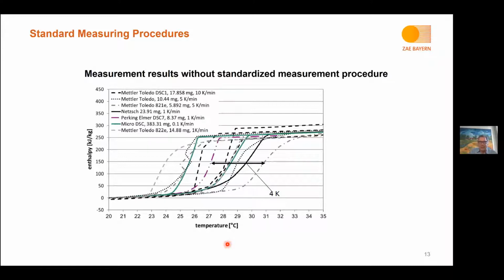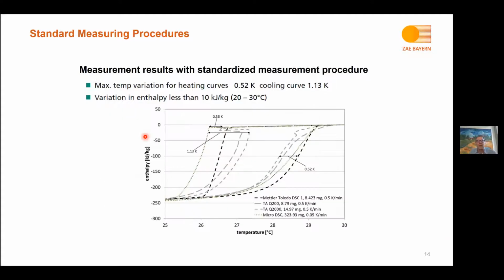And what we did after that, we had several workshops with actual measuring equipment, you can see here. So we really had workshops with this measuring equipment, and we agreed upon standardized measurement procedures. And that helped a lot. As you can see here, now the difference is 0.5 Kelvin. And that's acceptable. I think this is one of our real success stories.